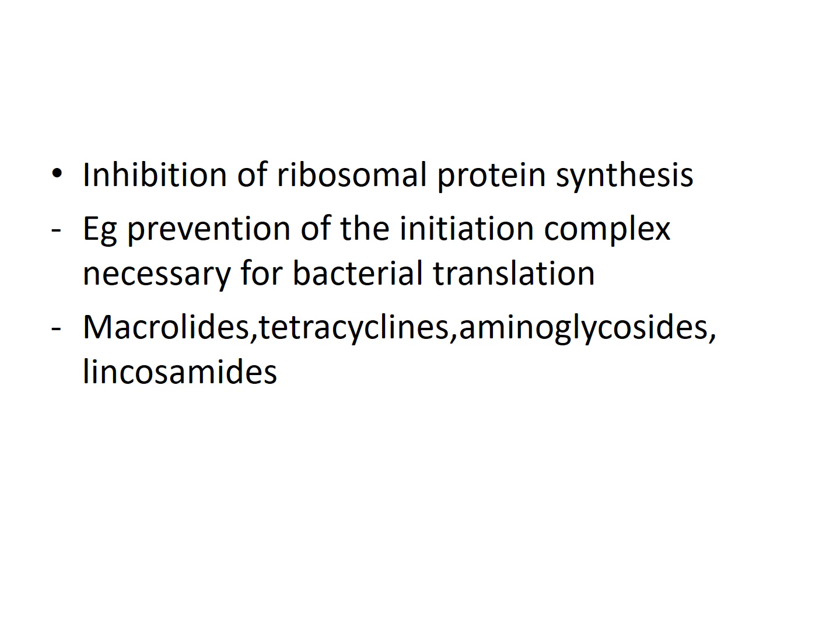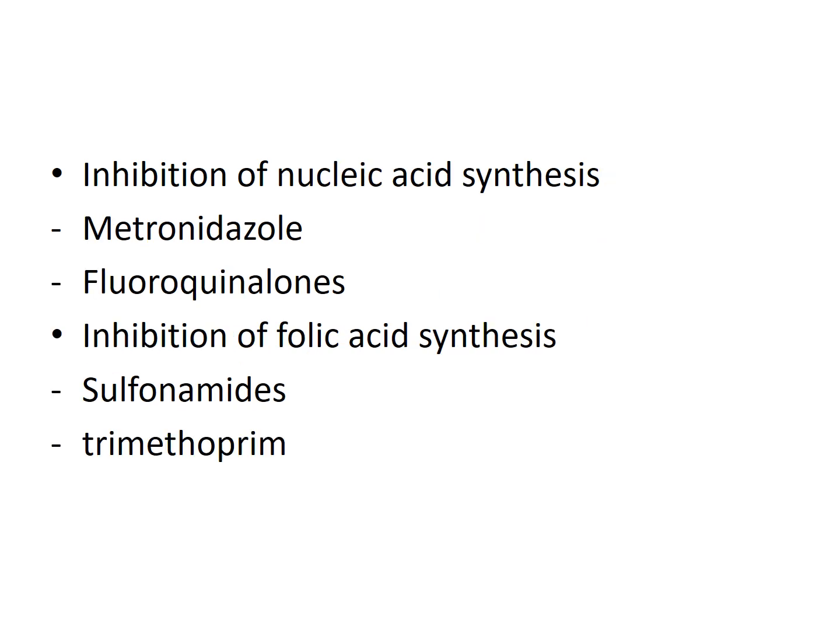Inhibition of ribosomal protein synthesis may involve the prevention of the initiation complex necessary for bacterial translation. Examples of antibiotics are the macrolides, tetracycline, aminoglycoside, and lincosamide. Antibiotics can also inhibit nucleic acid synthesis, for example, metronidazole and fluoroquinolone. Antibiotics also can inhibit the synthesis of folic acid, for example, sulfonamides and trimethoprim.